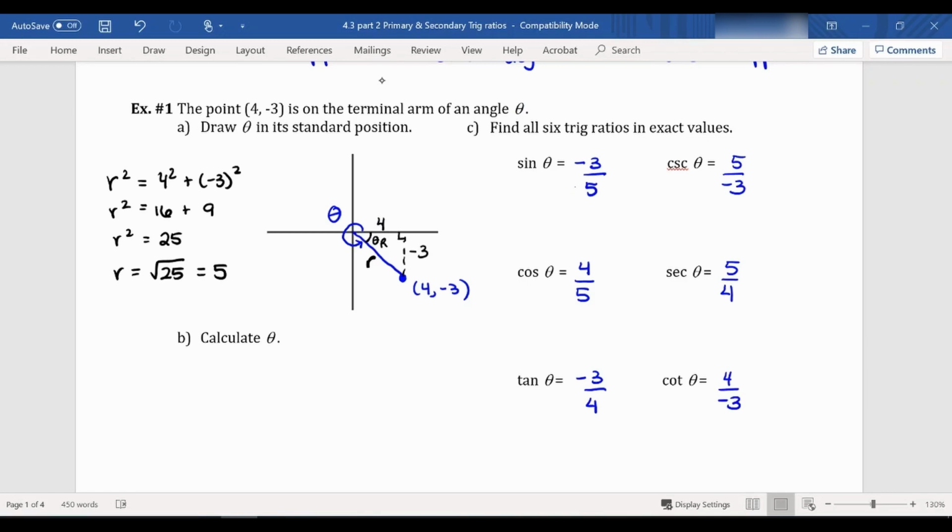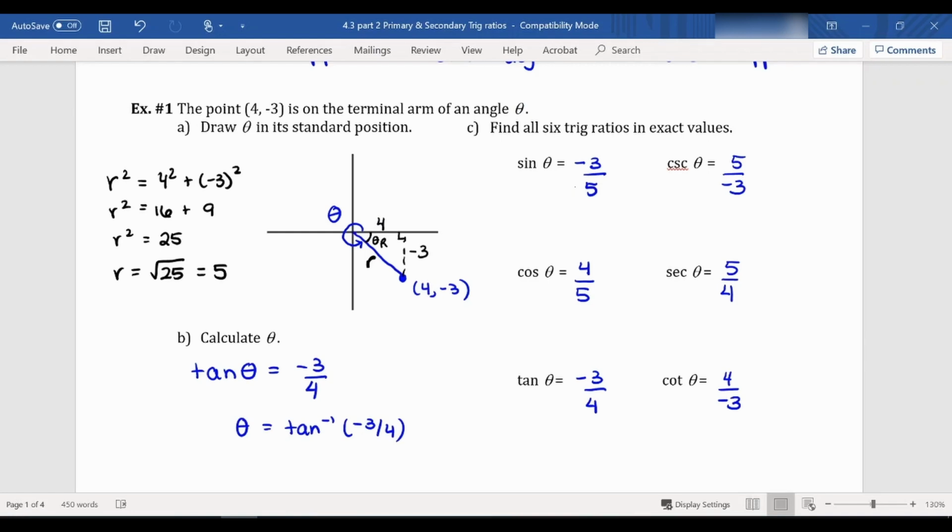Now, if we want to calculate theta, we can use any of these trig ratios to do so. I like tangent. I don't know why, but it's my favorite, so I'm going to use that one. And I know that tan theta is -3 over 4. Now, if I'm trying to find the theta value, a reminder that you need to use your second or shift function on your calculator so that we can do the inverse of tangent to find theta. So we're going to do inverse of tangent of -3 over 4.